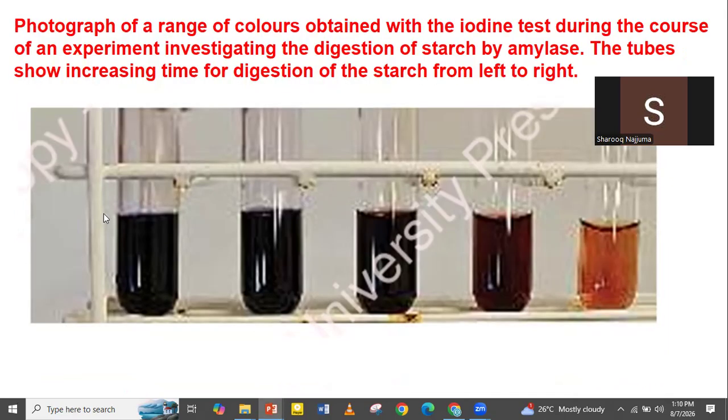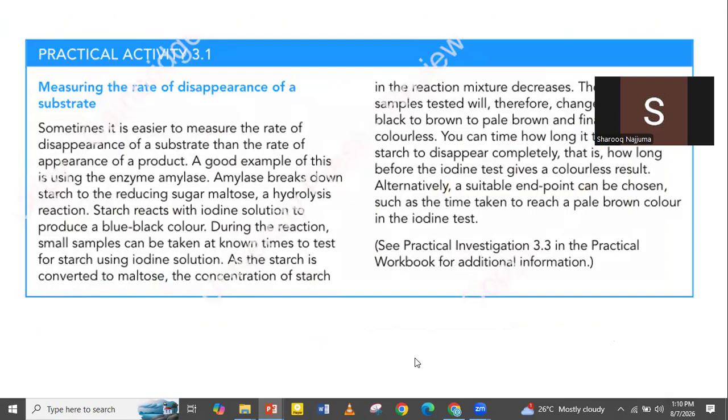Yeah, we have already talked about this photograph. It shows you a range of colors obtained with the iodine test during the course of an experiment where they were investigating the digestion of starch by amylase. So in that case, these test tubes show us increasing time for digestion. Obviously, the one at 20 minutes, much more time was provided for the enzyme to react with the substrate. That is why most of the starch had been broken down compared to the one in the beginning. I've talked about this already.